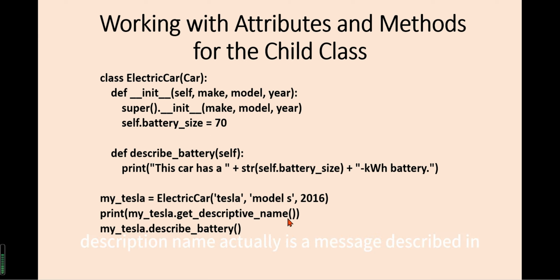Get descriptive name is actually a method described in the car class, but because electric car inherits from the car class, every method from the car class can be used. But here we can also use a method only available for electric car, describe battery. So we use dot notation, my Tesla dot describe battery, and it shows the battery size of this car.